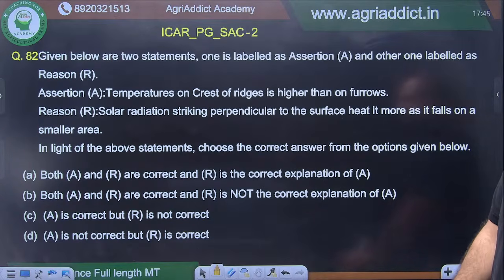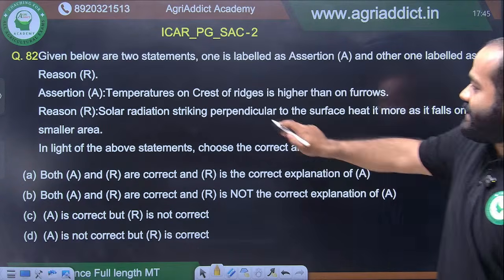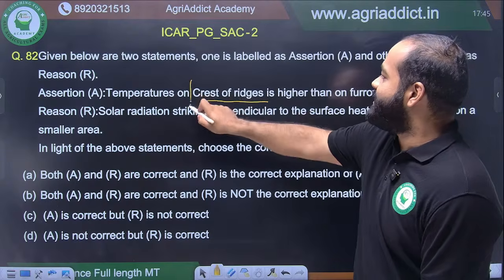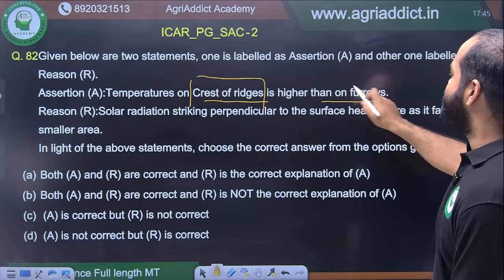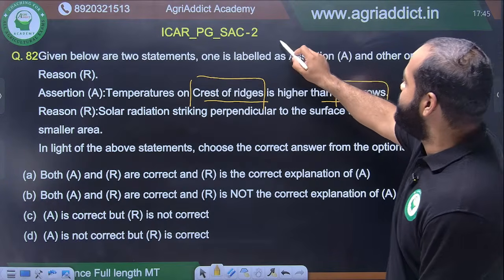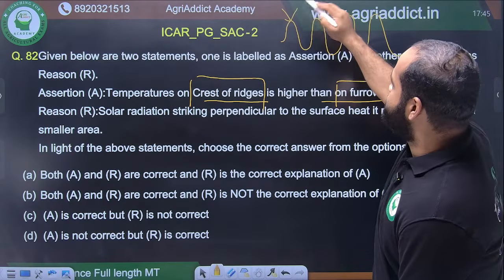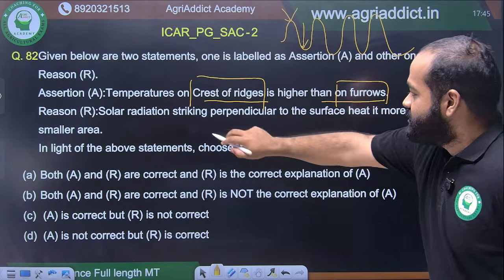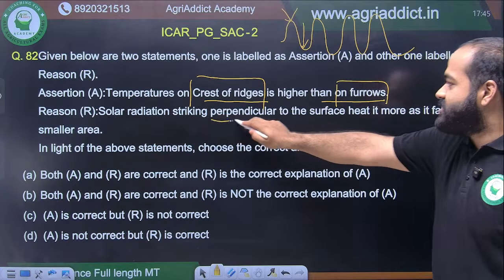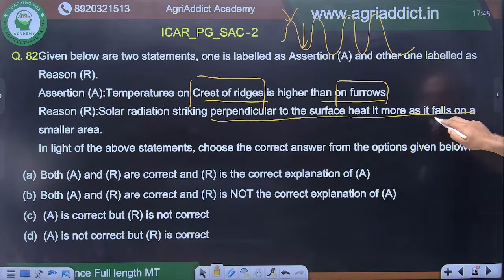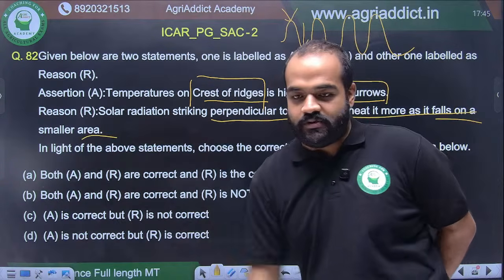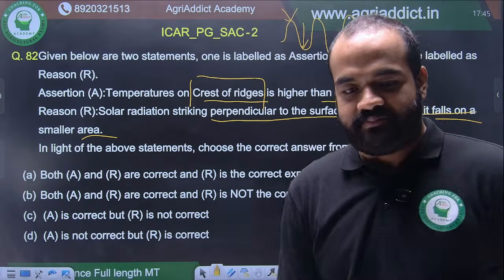Moving on, temperatures on crest of ridges is higher than on furrows. First let us draw a ridge and furrow. These are the crest, these are the furrow. Why? Reason is solar radiation striking perpendicular to the surface heats it more as it falls on a smaller area. Is this correct? Tell me.